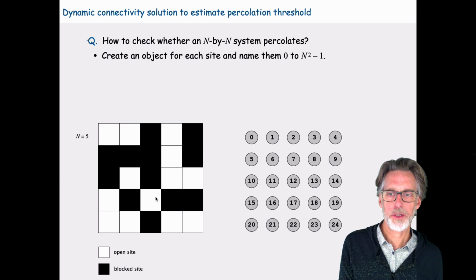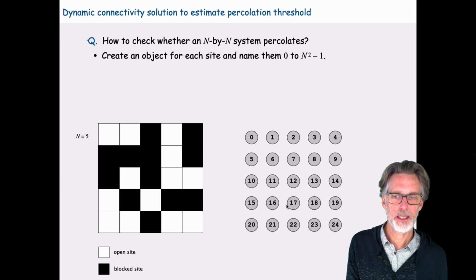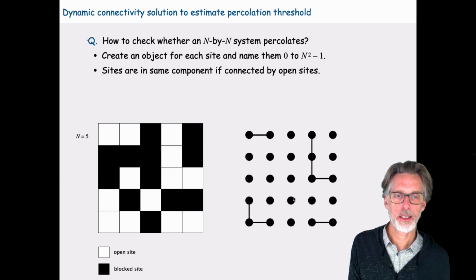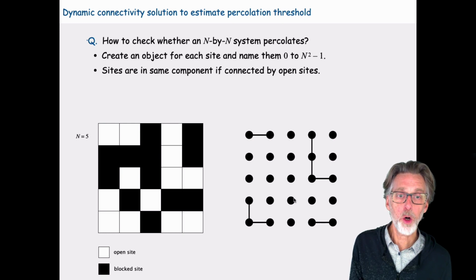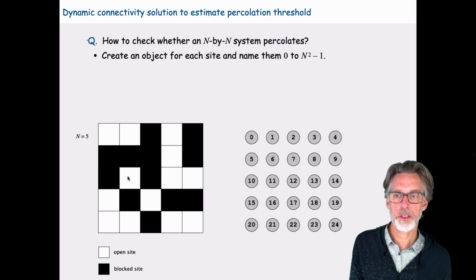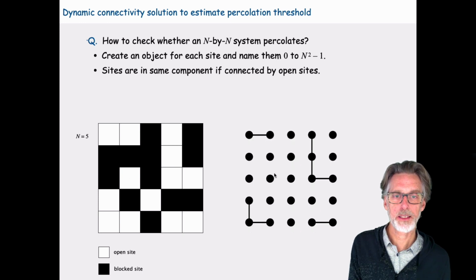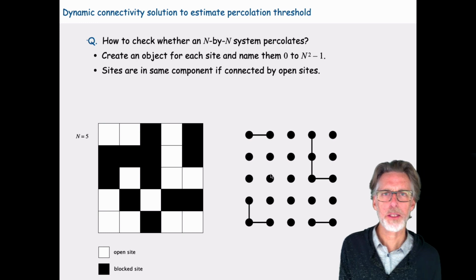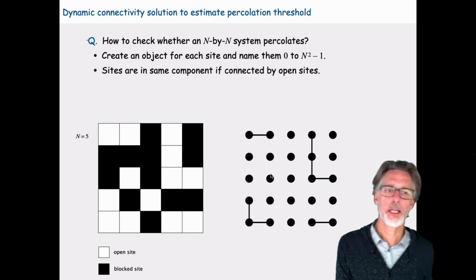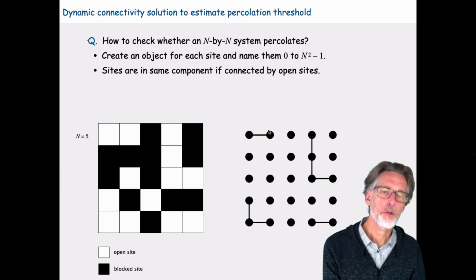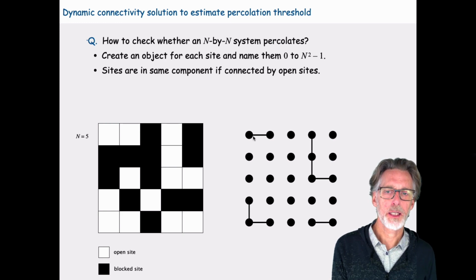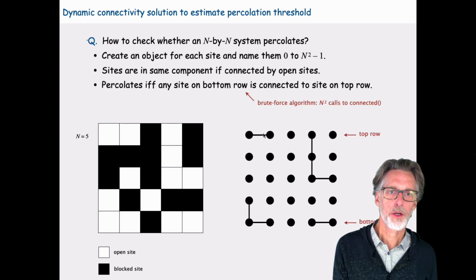Note that cell number 17 here is not actually connected to anything. So even though it is open, it's not connected. Likewise, its neighbor here, cell number 11, is also open, but not connected to anything. So this is a representation of the structure. And now it would be relatively straightforward to calculate, given this, does it percolate?